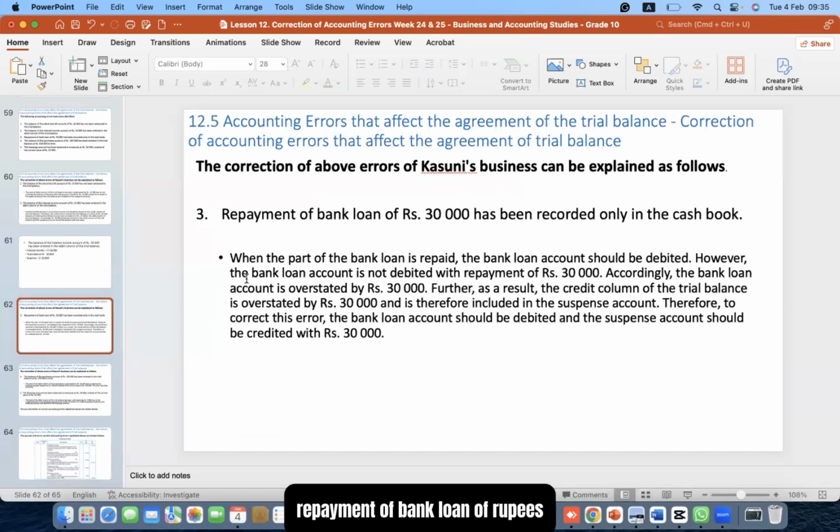Repayment of bank loan of rupees 30,000 has been recorded only in the cash book.